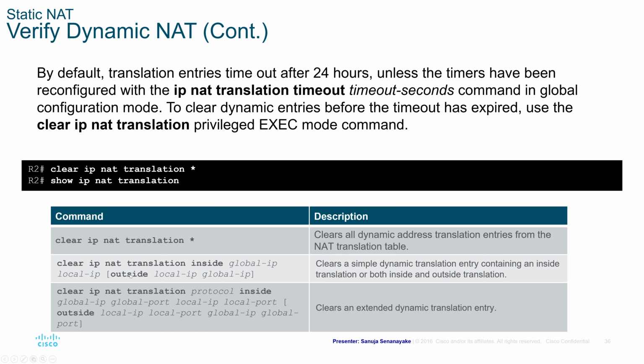The outside is a keyword. These are all keywords. So this is a full command that needs keywords, and this is a keyword, and these are like the variables that you can enter. The next one clears an external dynamic translation entry. It is clear IP NAT translation, then you can enter the protocol here, and then the inside is a keyword, and these are the options, and then the outside is a keyword, and again options right here.